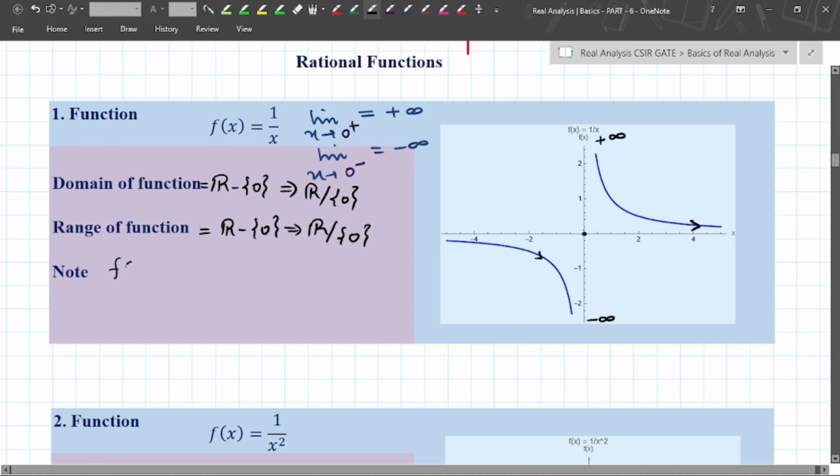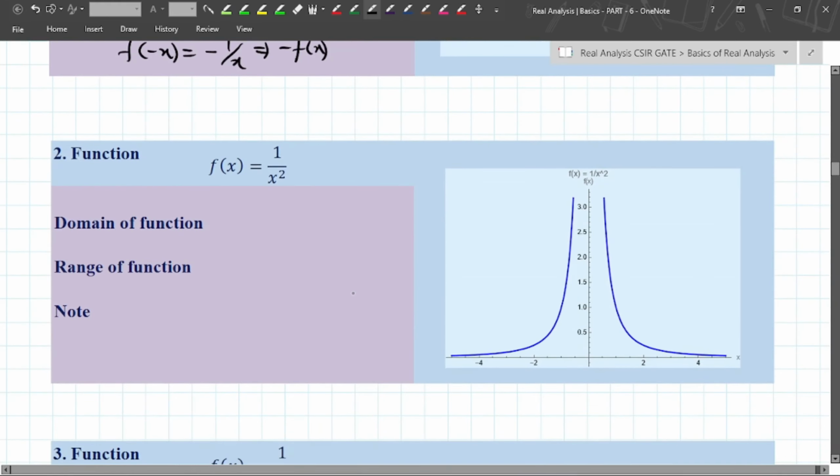And it is an odd function. If you take f of minus x, it is an odd function, not a negative function. How is it odd? If you take f of minus x, then it will be minus 1 by x, which is nothing but minus f of x. Now similarly, if you take 1 upon x square, then what is this?